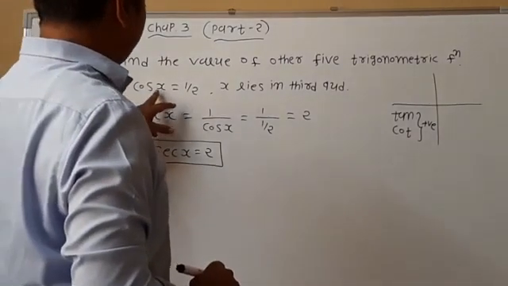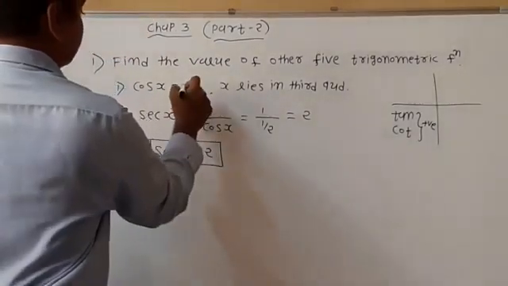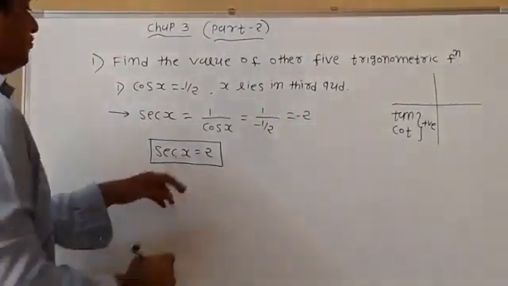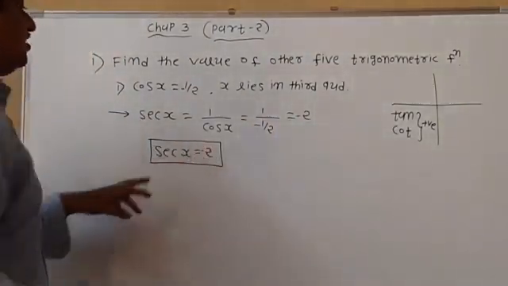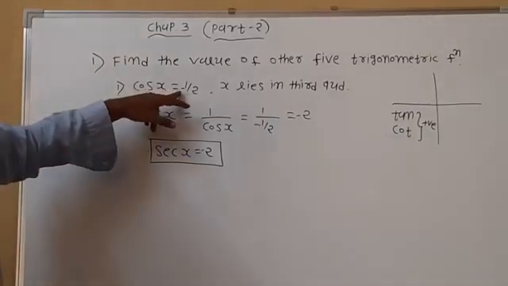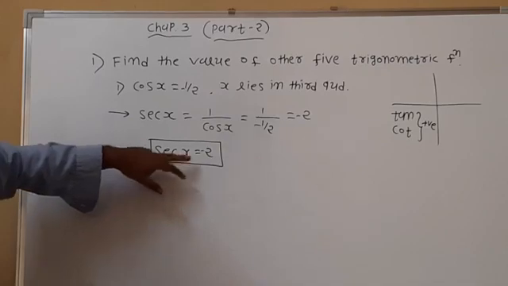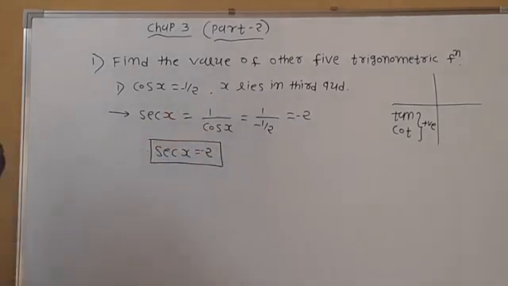Now in our question cos x is equal to minus 1 by 2, not 1 by 2. So we write the minus sign here also. Cos x is equal to minus 1 by 2 and x lies in the third quadrant, so we get the value of sec x is equal to minus 2.